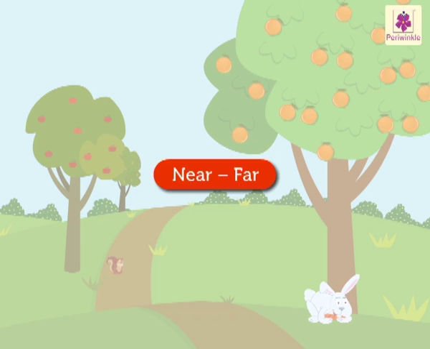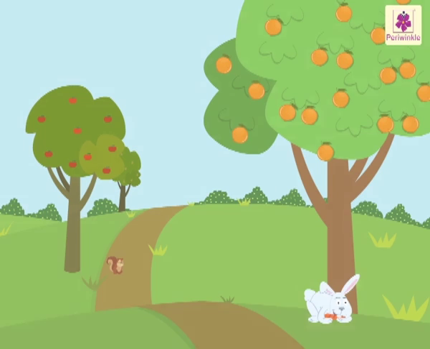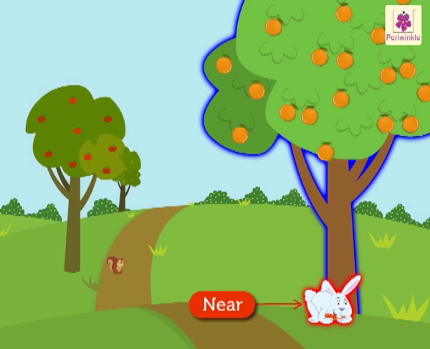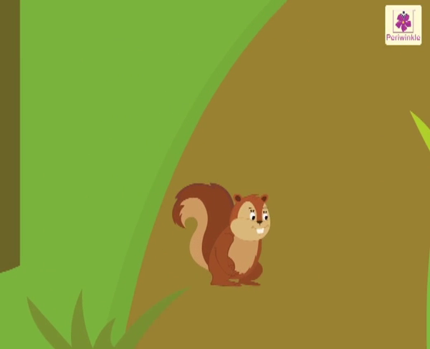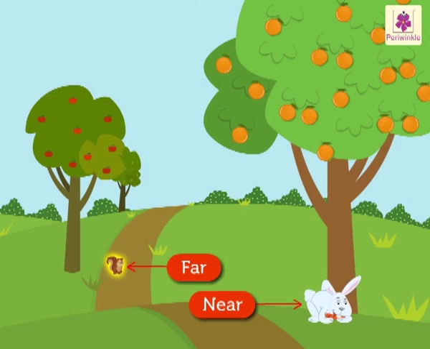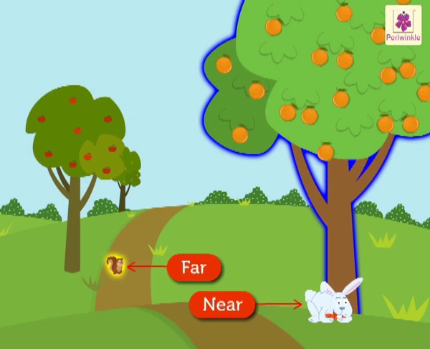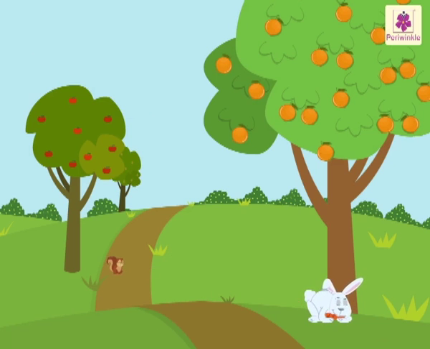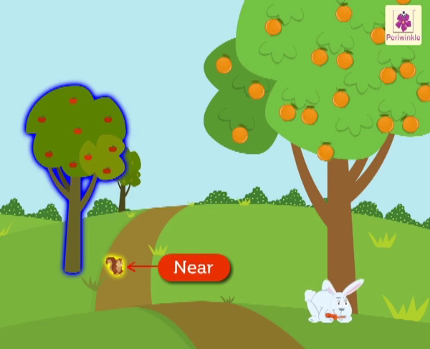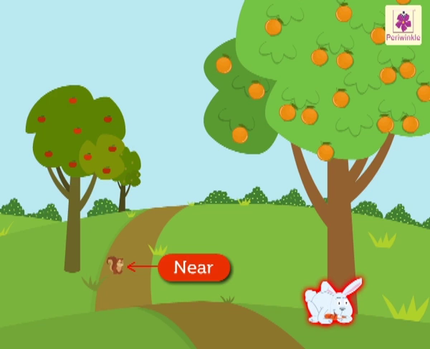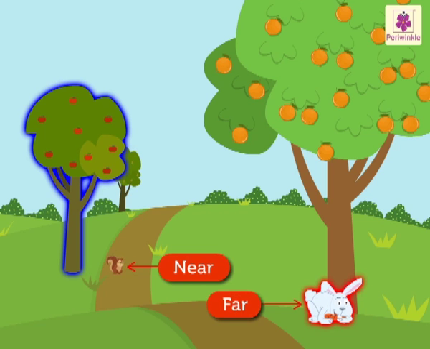Coming to near and far. A rabbit is sitting near the orange tree. But the squirrel is far from the orange tree. Similarly, the squirrel is near the apple tree. But the rabbit is far from the apple tree.